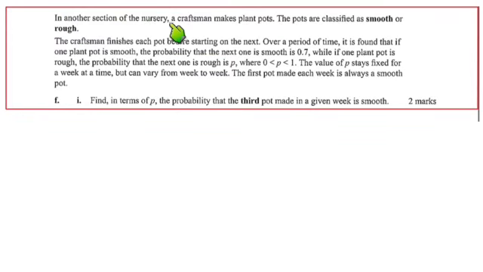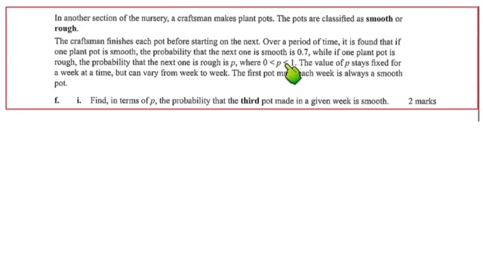In another section of the nursery, a craftsman makes plant pots. Oh, wouldn't you know? The pots are classified as smooth or rough. Craftsman finishes each pot before starting the next. Over a period of time, it is found that if one pot is smooth, the probability that the next pot is smooth, conditional probability, guys, is 0.7, while if one pot is rough, the probability the next one is rough is P.